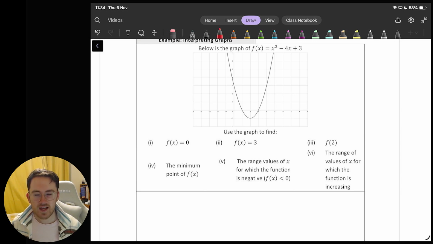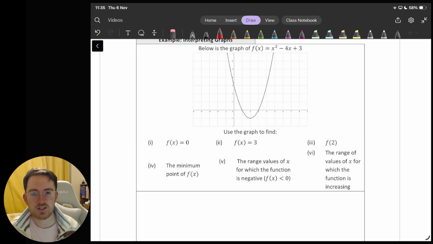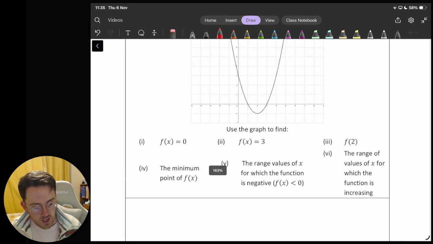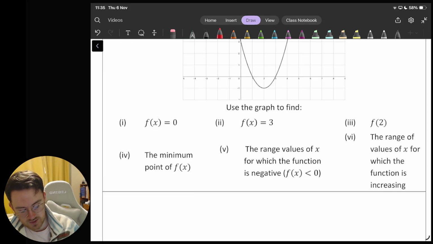We have a graph x squared minus 4x plus 3. So it's a quadratic graph. We can see obviously that the graph is a quadratic, but even just from the function, it's a quadratic curve, it's positive, so it's U-shaped, it has a minimum point, all of these things that we would hopefully expect to see. First question says, find where f of x is equal to 0.